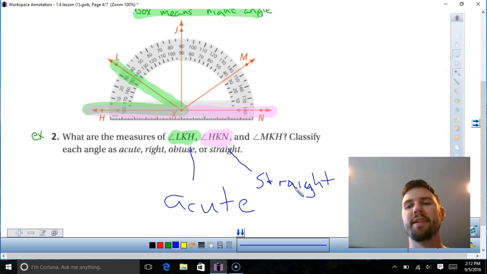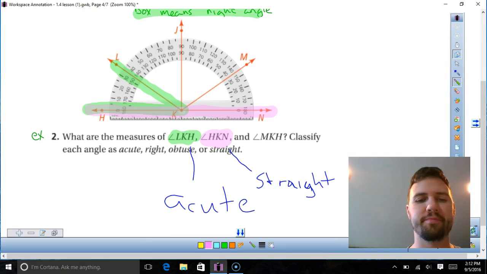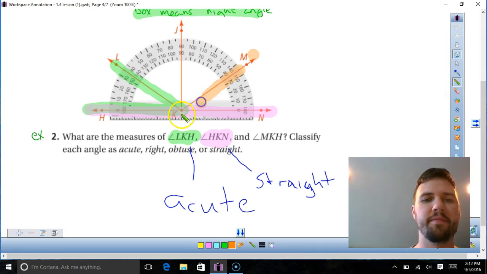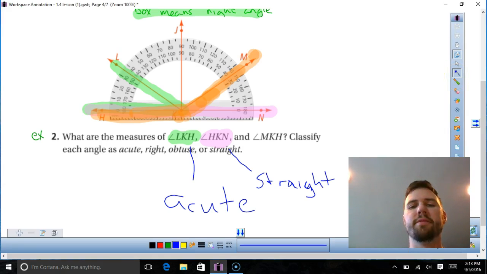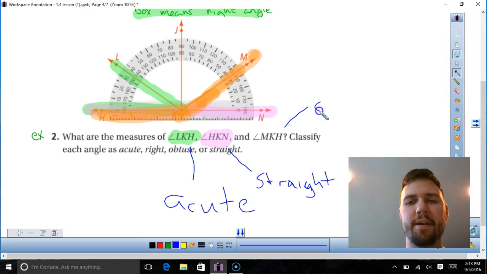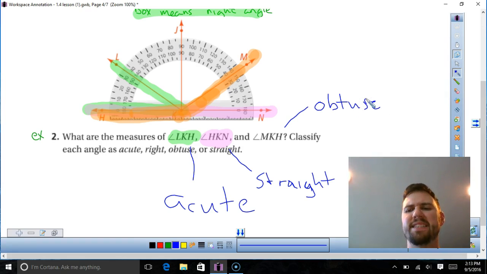Anyway, we got one more to do. I'll do orange. So then we have MKH. Now we have to look at that. Well, is it a small acute angle? No. Is it a straight line? No. Is it 90? No. So this one is an obtuse angle.